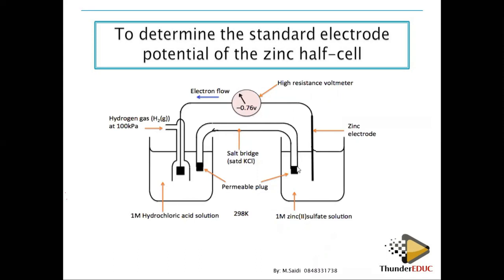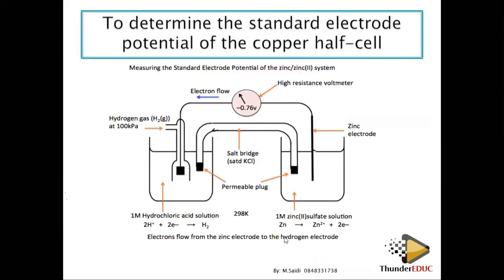So let's interpret. It shows that zinc is going to react to form zinc ions. Then these two electrons are going to move to the hydrogen electrode. You see? Now, what happens? The hydrogen ions, which are in the solution here, are going to accept the two electrons from the zinc to form hydrogen gas. That's how it's supposed to be.